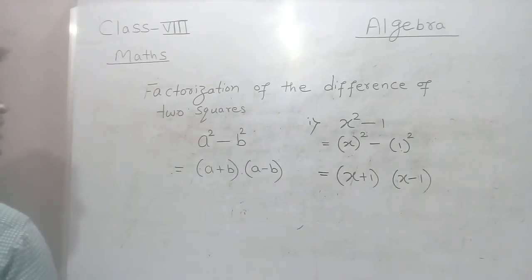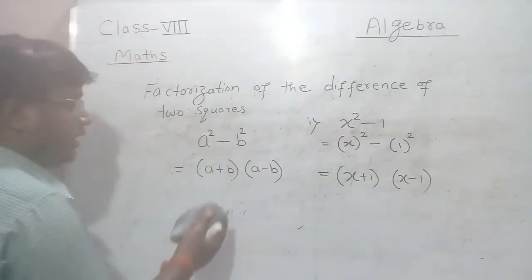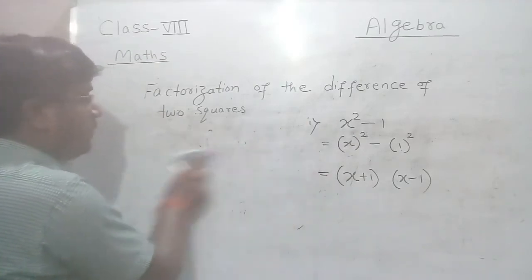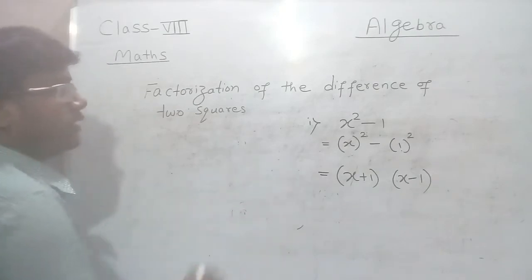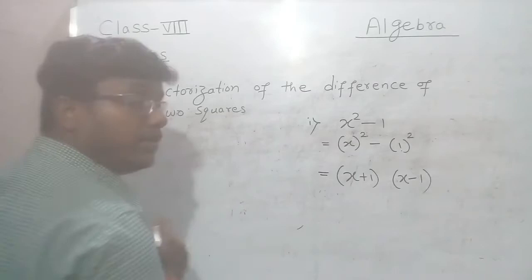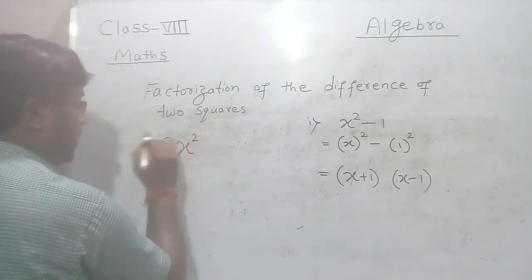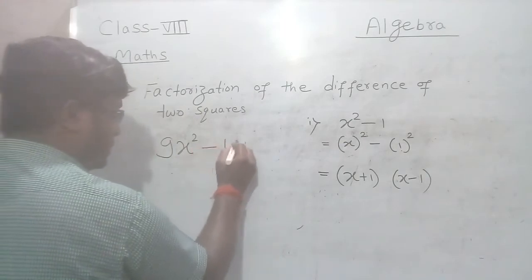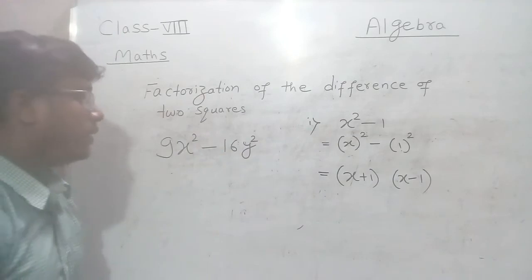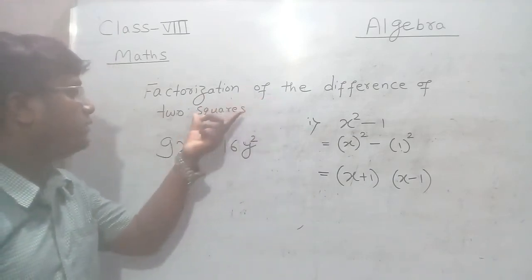It is not always necessary that there is always a and b, or x and 1. There may be any number or variable, but they must be in the difference of 2 squares form. For example, the question may be 9x square minus 16y square. First of all, let us make them in the form of difference of 2 squares.